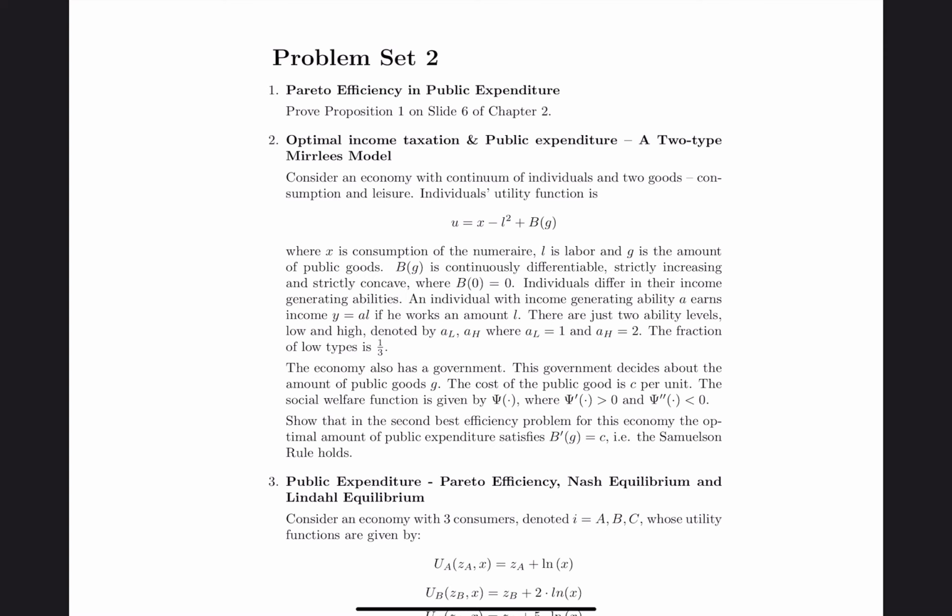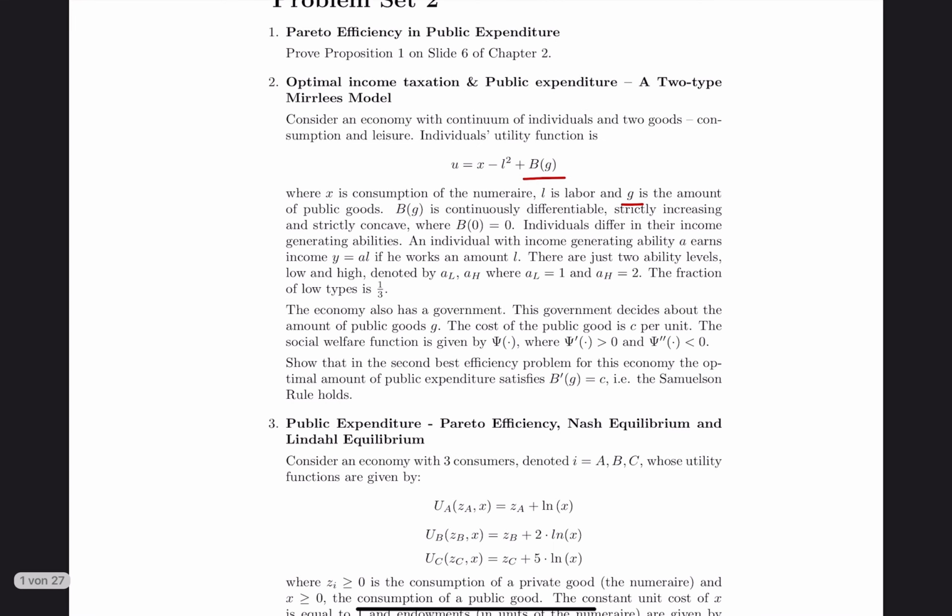But what differs now is that we have a new component in the utility function. So we have this B function, which depends on the amount of the public good, which is then this small g. And we have some assumptions with respect to this function. So we assume it's continuously differentiable, strictly increasing and strictly concave. And we assume that if there is no public good, the utility of the public good for the individuals will be 0.